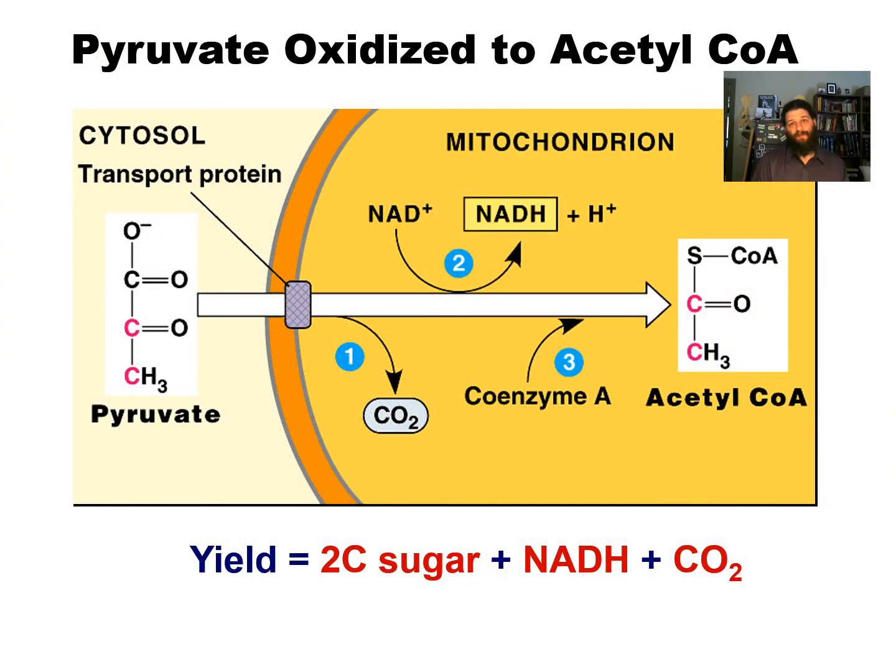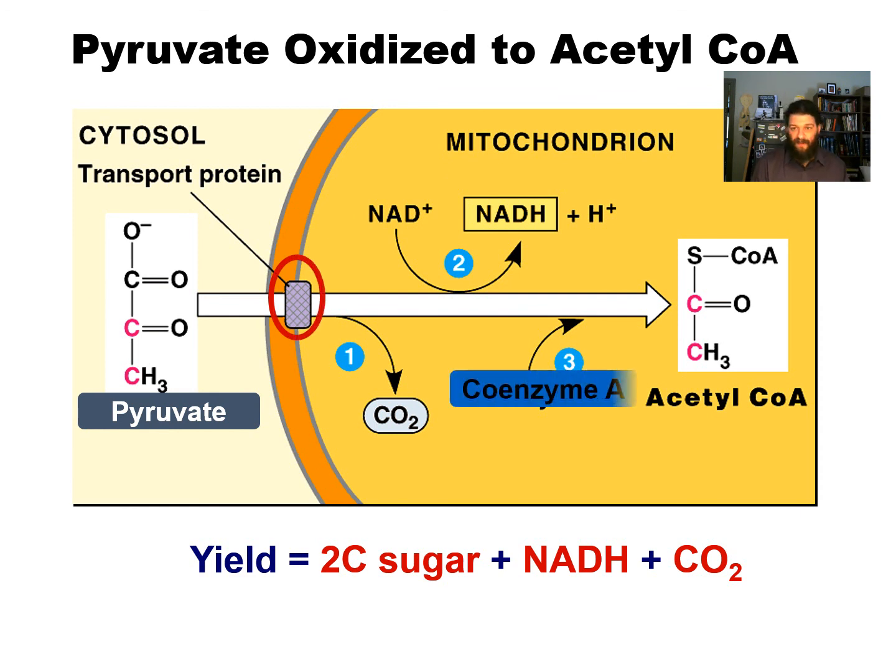The first thing that has to happen is we have to prepare the pyruvate for the Krebs cycle. All right, so the pyruvate is floating around in the cytosol. It's going to make its way through a transport protein right into the matrix where there's lots of coenzyme A. That pyruvate is going to be combined with the coenzyme A to make acetyl coenzyme A.